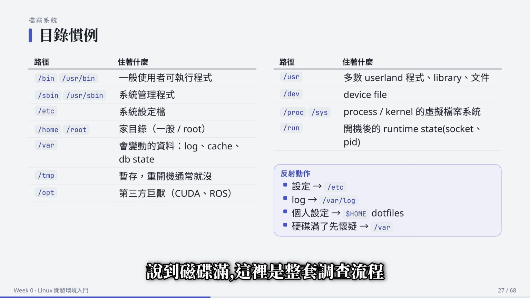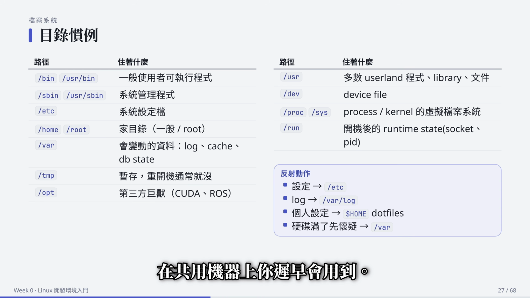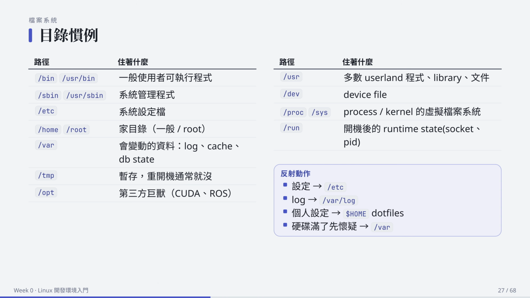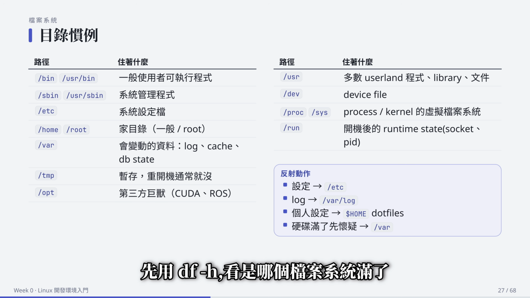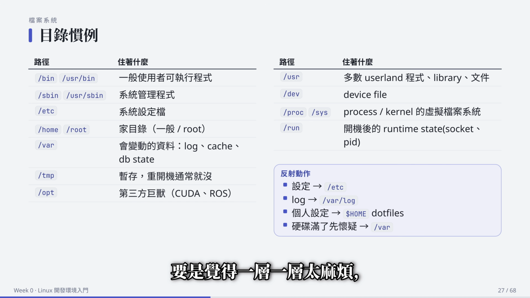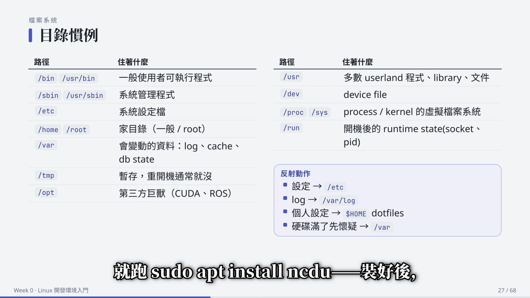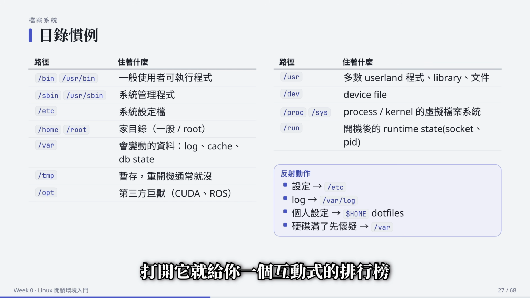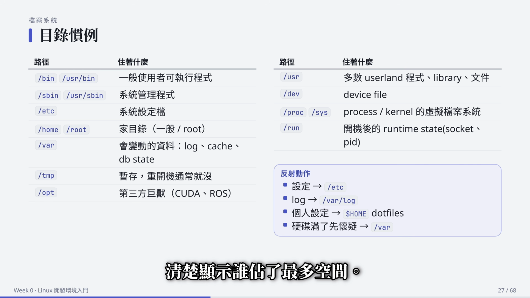Speaking of a full disk, here's the whole investigation workflow. You'll need it sooner or later on a shared machine. Start with df -h to see which file system is full, then du plus a path, working your way down layer by layer to find who's actually eating the space. If going layer by layer feels like too much work, just run sudo apt install ncdu. Once it's installed, opening it gives you an interactive leaderboard showing exactly who's taking up the most space.